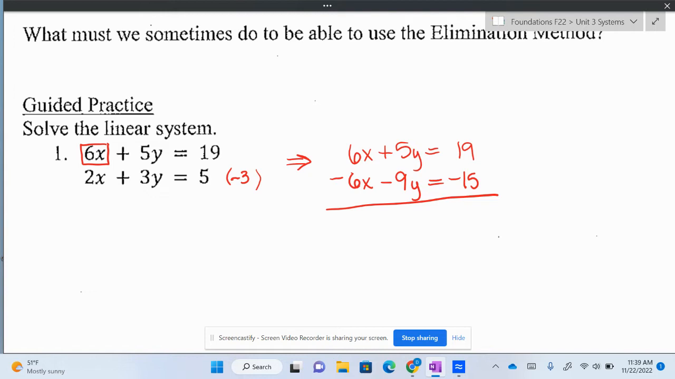How did you know to multiply by -3? Okay, so I know that 6 divided by 2 is 3. So if I multiply by 3, I'm going to get 6. And I want it to be the opposite.